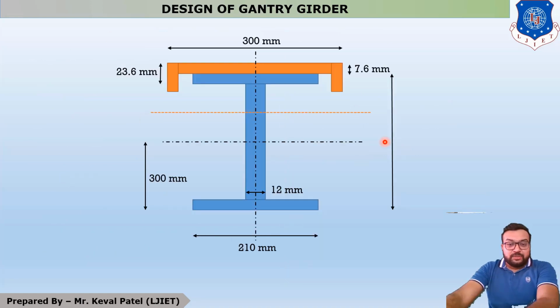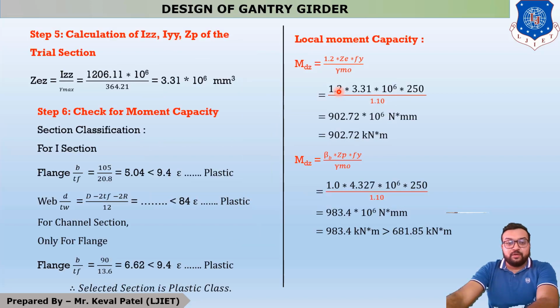So students, this is our provided section figure, in which you can see that this is the I section and on the top of the flange you have to provide one channel section. So students, this is the end of our step number 5, and the last calculation is ZE or ZP. Now what is ZE? ZE means elastic modulus.